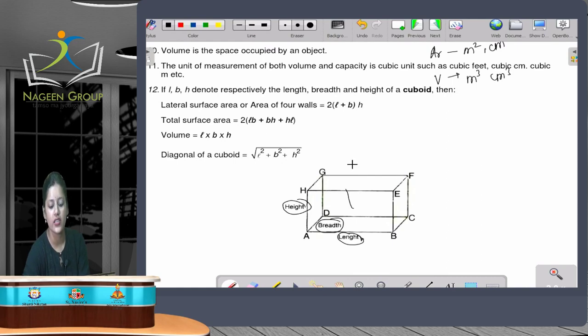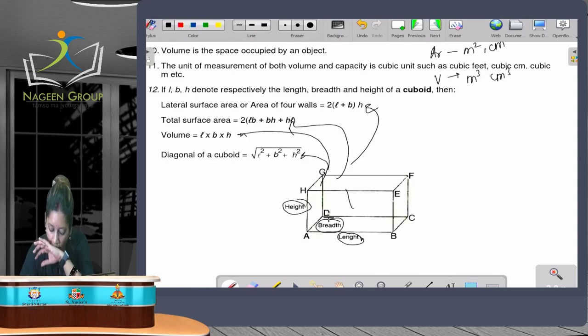The formulas are given: lateral surface area, total surface area, volume, and the diagonal. When we make a diagram of this type, this is the diagonal. It is the biggest rod that can be put inside it.